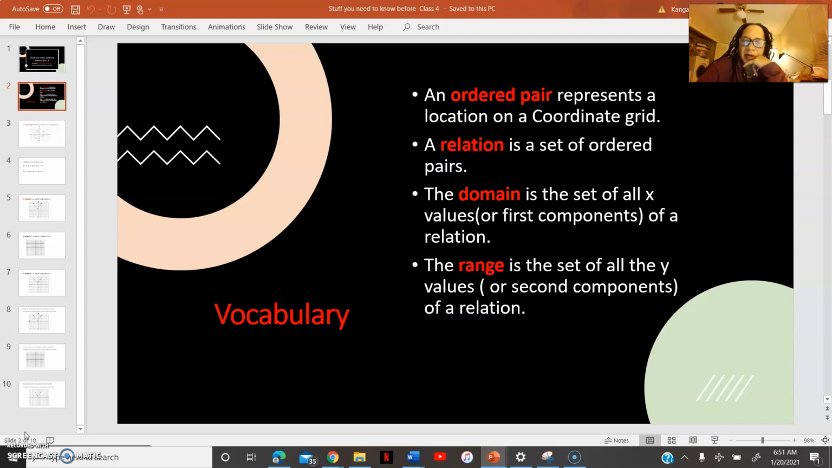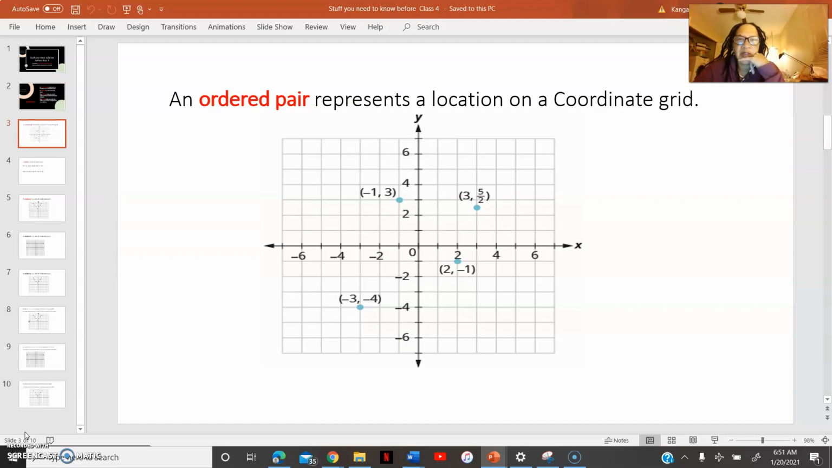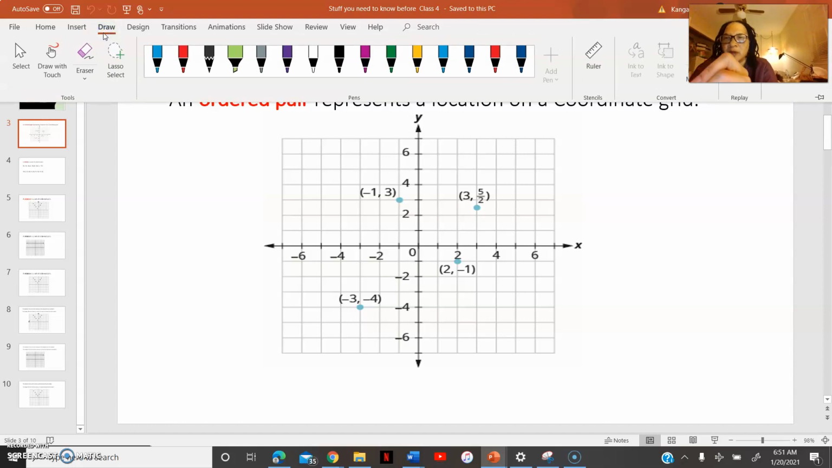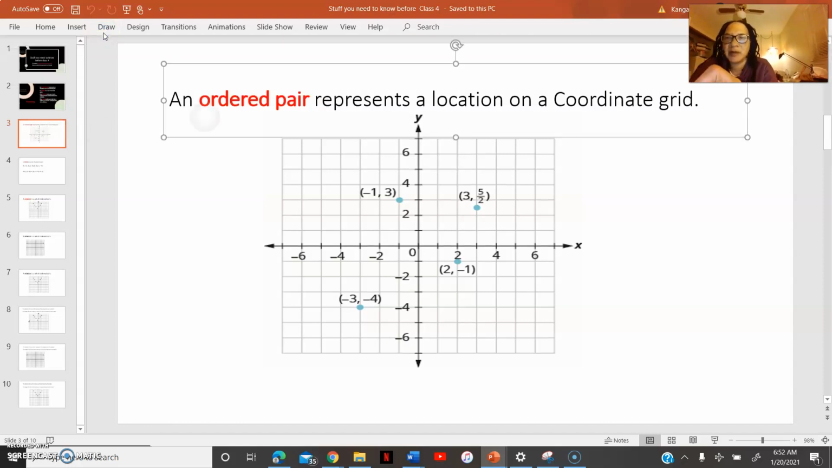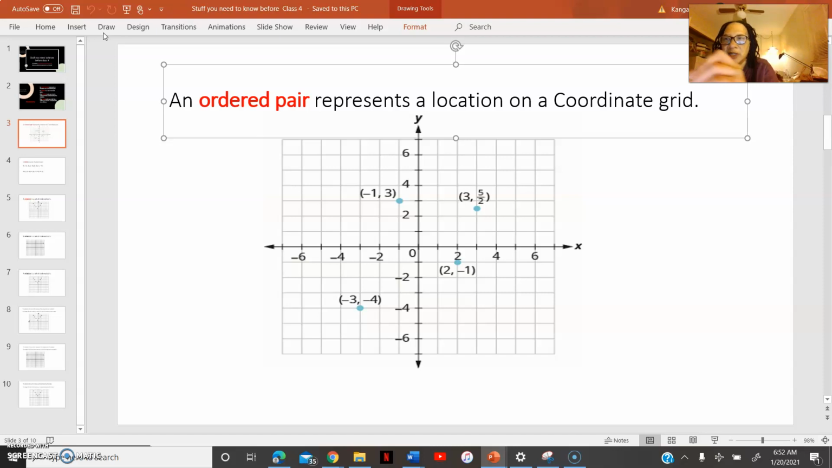Some of you have probably already heard of these things. And now I'm going to explain them in this video, but the official definition is here. So the first thing is an ordered pair. You've heard of ordered pairs before, I'm sure. Ordered pairs represent a location on the coordinate grid.